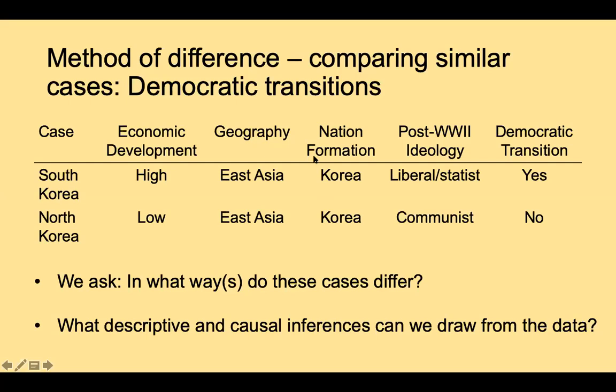So what we're seeing is that one inference we can draw is that high levels of economic development seem to cause democratic transitions, but we also see that a liberal or statist ideology, kind of a fusion of those two, might also support a democratic transition, because South Korea had those two characteristics, but North Korea did not, although North Korea had all the other characteristics that South Korea had. So in North Korea, there was a low level of economic development, and it was a communist post-World War II ideology. It appears that there might be a relationship between these variables according to this data.